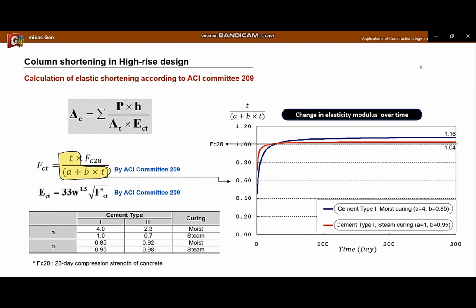Then I will introduce how to calculate the shortening. First is the calculation of elastic shortening. The formula below is presented by ACI Committee 209, and it is calculated by considering the elastic modulus at time acting the load. Here, the concrete compression strength, FCT, is calculated according to the curing method and time, as shown below, and affects the calculation of elastic modulus. The right graph shows the change of compression strength according to the curing method and curing time.